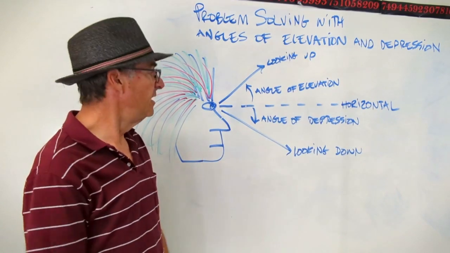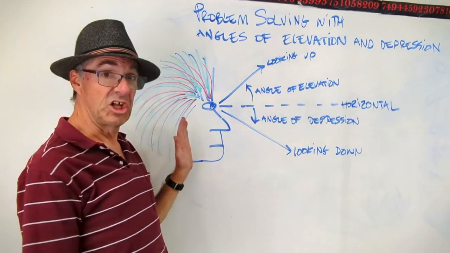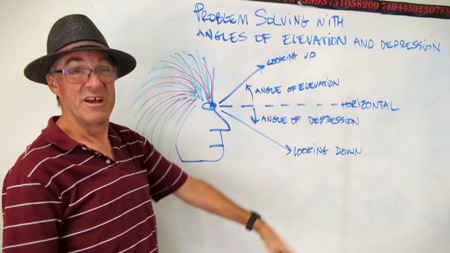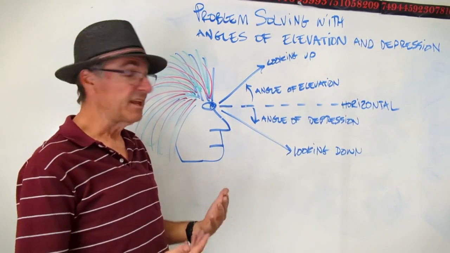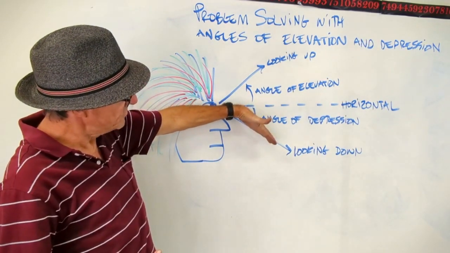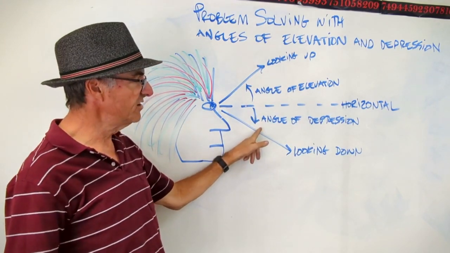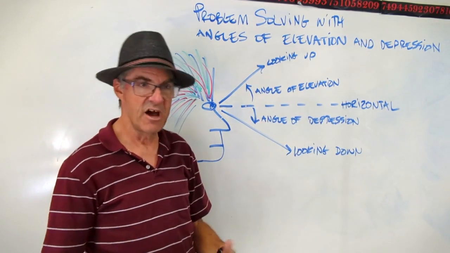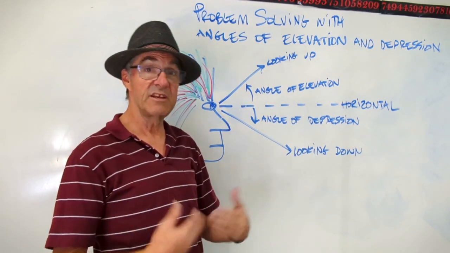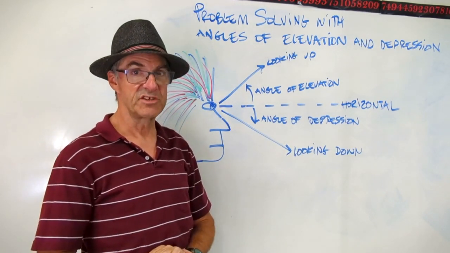That's up. Now, if he's standing on the top of a cliff and looking down at a house on the ground or something like that, then he's got an angle of depression, looking down. So that would be this angle in here. Now, depression is like down. You're down in the dumps. So looking down is an angle of depression.